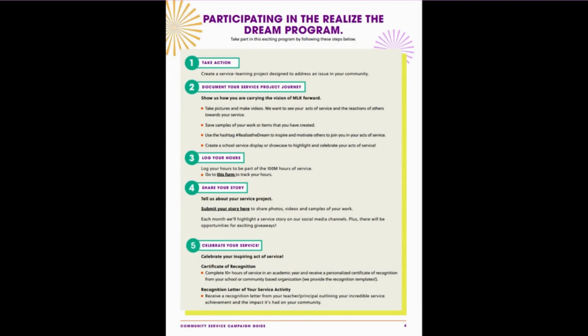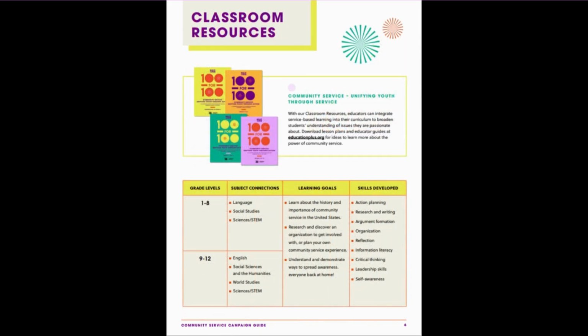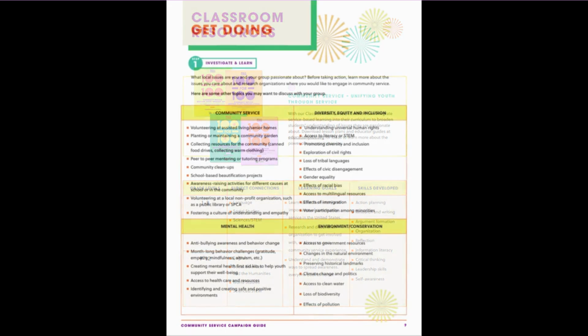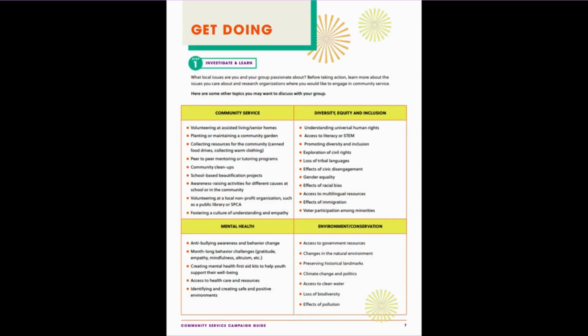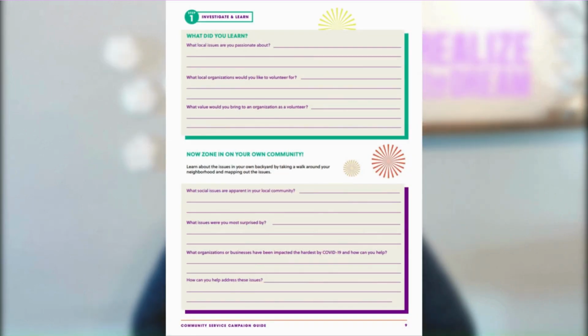Before step 1 in the campaign guide, there are pages that are helpful to you as a teacher. You'll see it has information about Realize the Dream to help you and your students understand the movement and its goals, and how to participate in Realize the Dream, as well as suggestions on ways to take action by grade level and suggested curriculum connections, learning goals, and skills that your students can develop through this process. But what we're really going to focus on today is step 1, which we call Investigate and Learn.